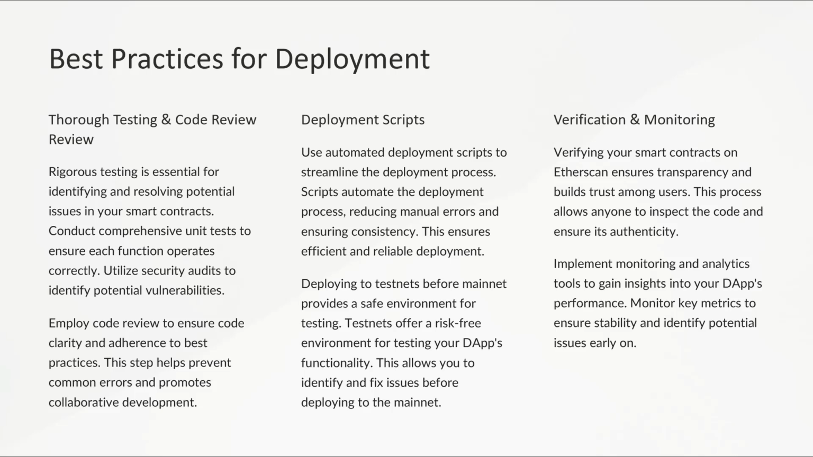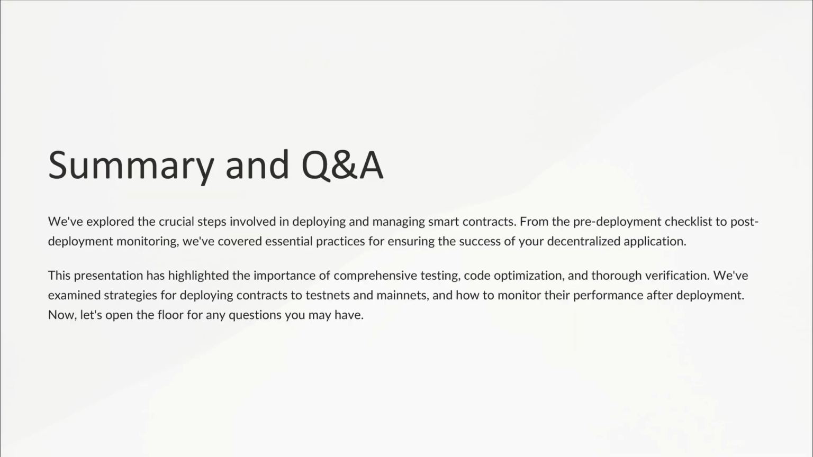Best practices for deployment include rigorous testing, thorough code reviews, and the use of automated deployment scripts. Deploy to testnets to catch issues before mainnet deployment, verify contracts for transparency, and use monitoring tools to track performance and address problems early. To summarize, this session covered the crucial steps in deploying and managing smart contracts, including pre-deployment audits, testing, optimization, and post-deployment monitoring. By following these practices, you can ensure a smooth and successful deployment process, safeguarding your dApp's functionality and security.